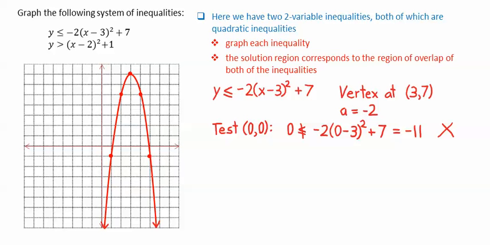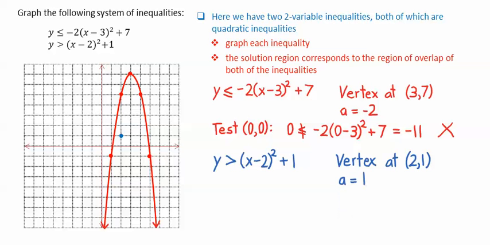We then go on to the second parabola. This inequality, y greater than x minus 2 all squared plus 1. Again, this is given in vertex form. Here the vertex is at the point 2, 1. And here the a value is 1. This means it opens upwards and is again congruent to y equals x squared.